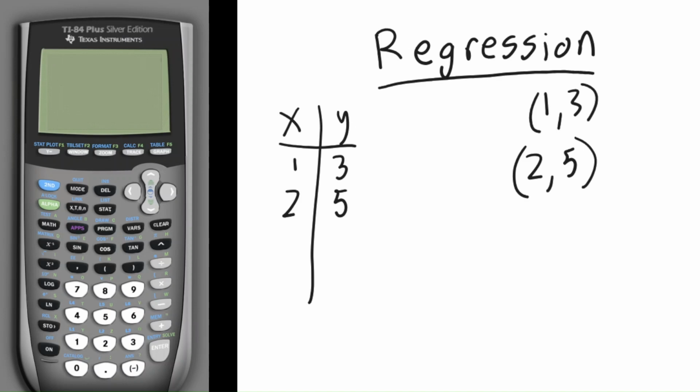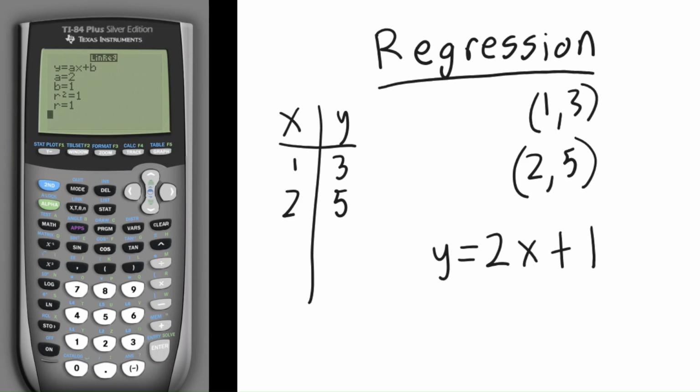I'll quit, go to stat, calc. We want a linear regression, number 4. Just enter a bunch. Don't worry about the rest of this stuff. And there we go. You'll notice we have y equals ax plus b, where a is 2 and b is 1. Also notice that r squared is equal to 1. If r squared is equal to 1, that means this is a perfect fit. These points fit exactly to this equation, which is great.